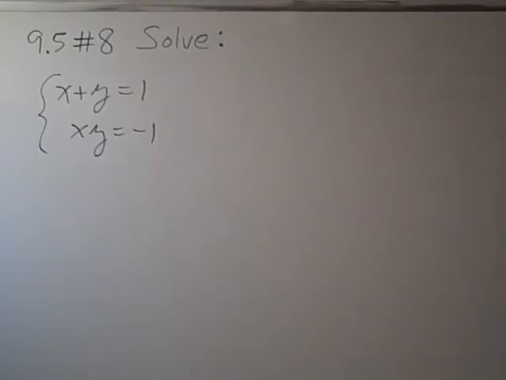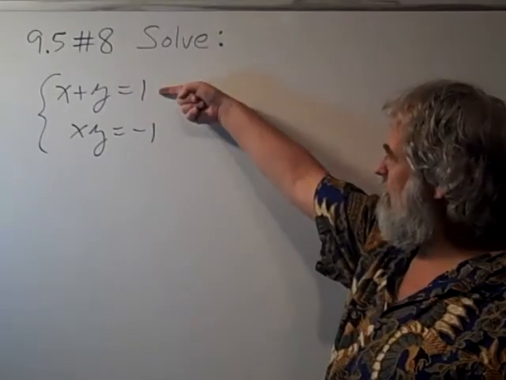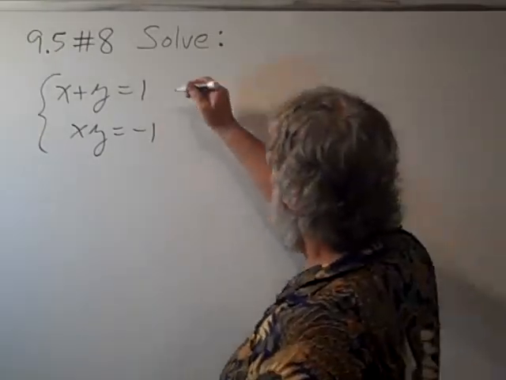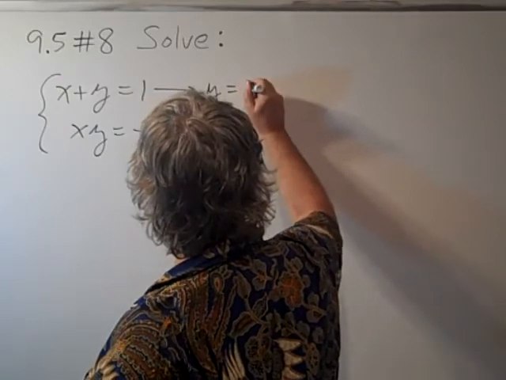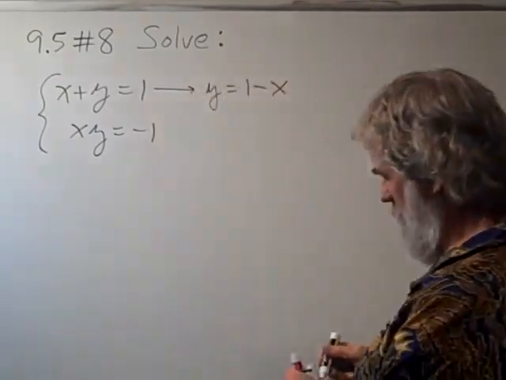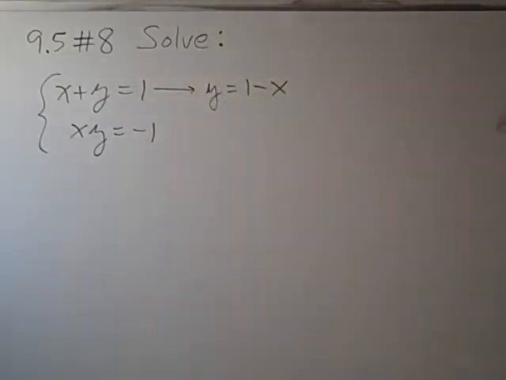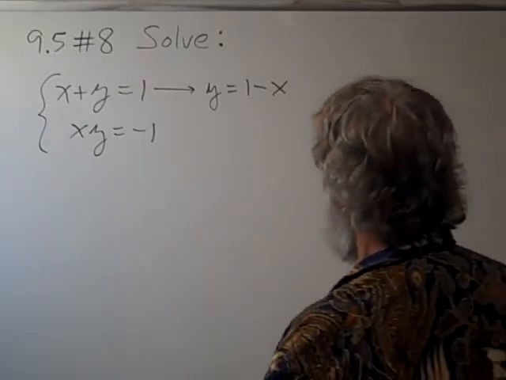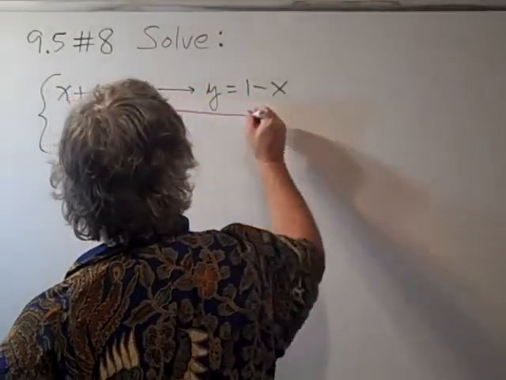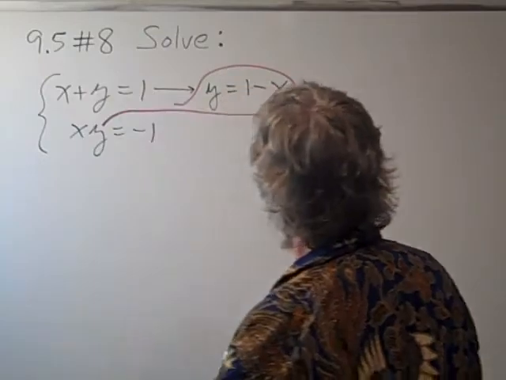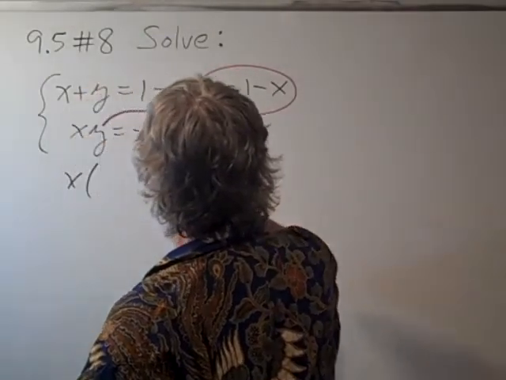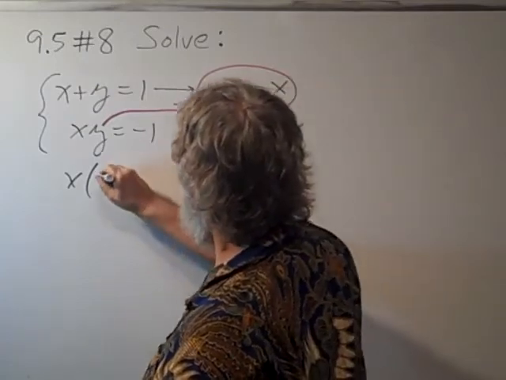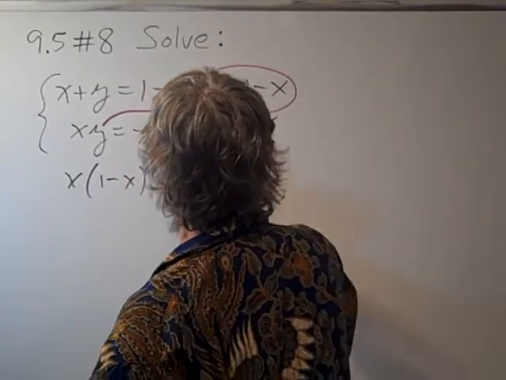To solve this, we'll substitute the information from the first equation into the second. Solving for y here, we get that y is equal to 1 minus x, and we can substitute that into the second equation. So the second equation becomes x times y, but y is 1 minus x, equals negative 1.